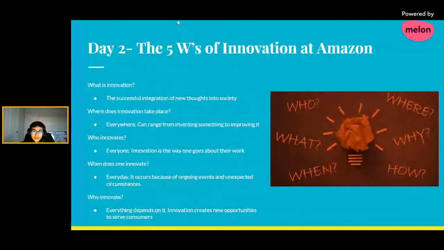Next, the 5 W's of innovation at Amazon. So, first, what is innovation? Innovation is the successful integration of new thoughts into society. You may ask, where does innovation take place? Everywhere. It can range from inventing something to improving it. Next, who innovates? Everyone. Innovation is the way one goes about their work.